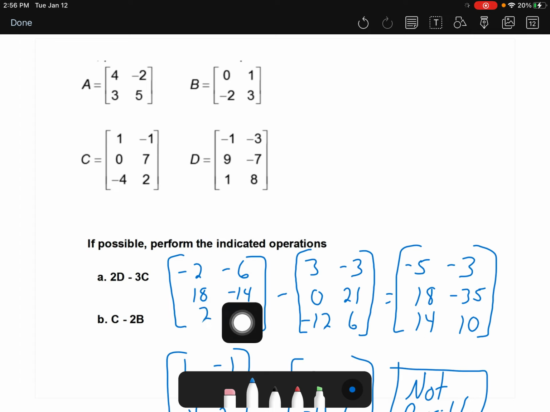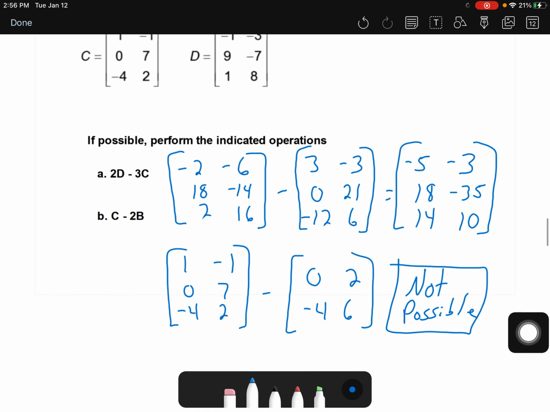And now I'm subtracting. All right, negative 2 minus 3. So negative 5 for the first element. Negative 6 minus negative 3, which means negative 6 plus 3, negative 3. 18 minus 0 is 18. Negative 14 minus 21 is negative 35. 2 minus negative 12 would be 2 plus 12, which would be 14. And then 16 minus 6 is going to be 10. So there's my solution to this operation here, 2D minus 3C.